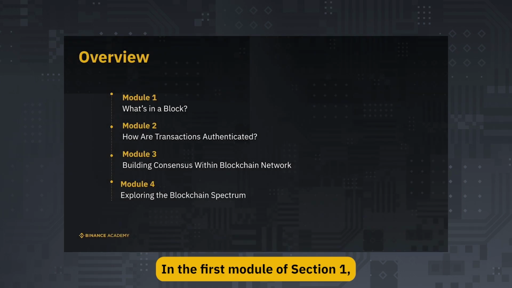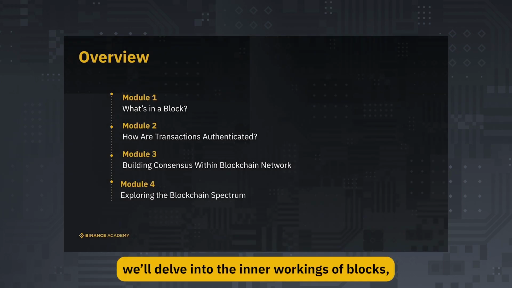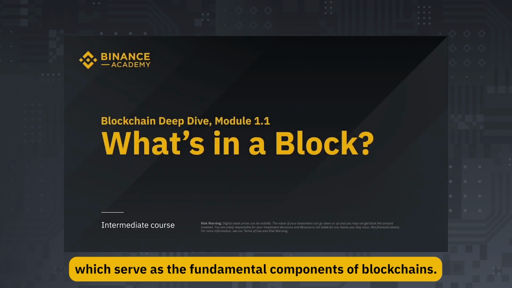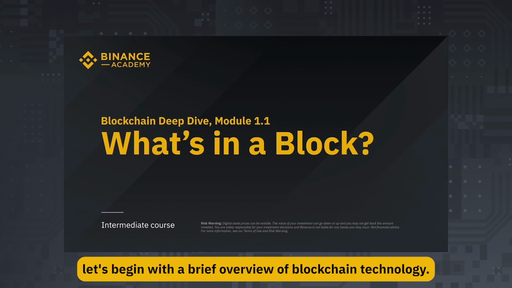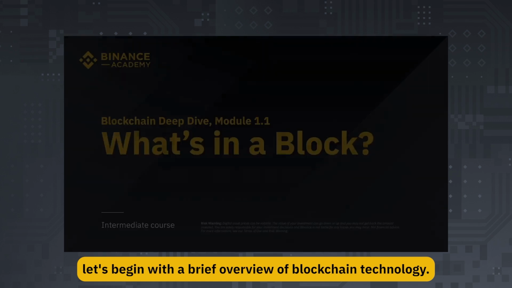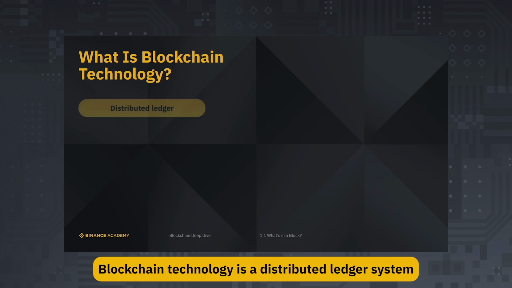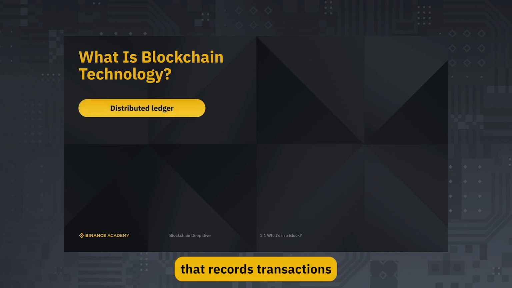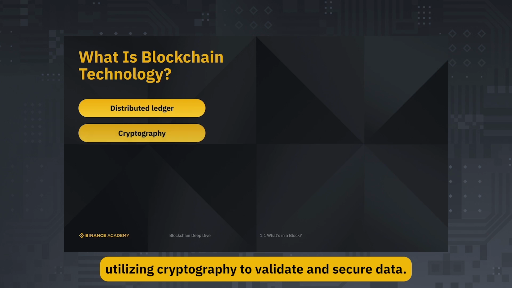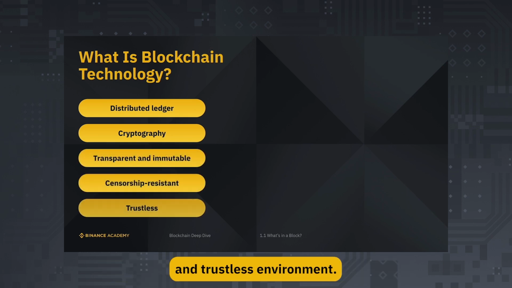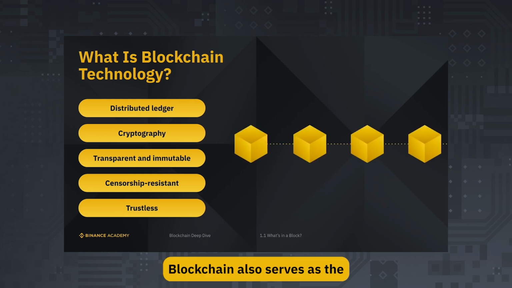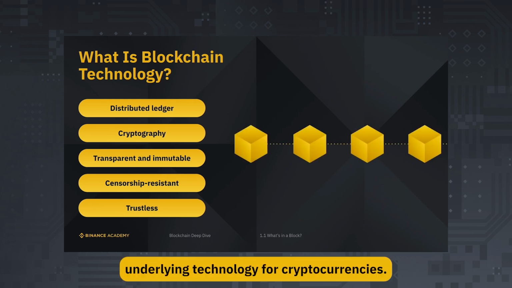In the first module of Section 1, we'll delve into the inner workings of blocks, which serve as the fundamental components of blockchains. But before we immerse ourselves in the details, let's begin with a brief overview of blockchain technology. Blockchain technology is a distributed ledger system that records transactions across a network of computers, utilizing cryptography to validate and secure data. It enables the exchange of data and digital assets in a transparent, immutable, censorship-resistant, and trustless environment. Blockchain also serves as the underlying technology for cryptocurrencies.